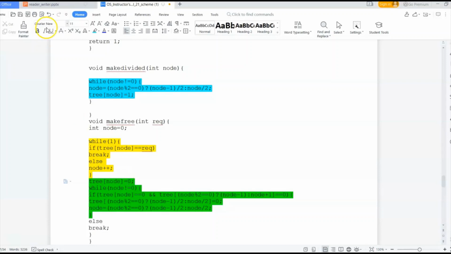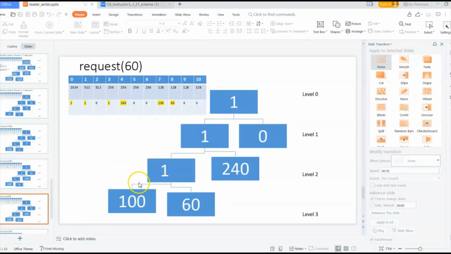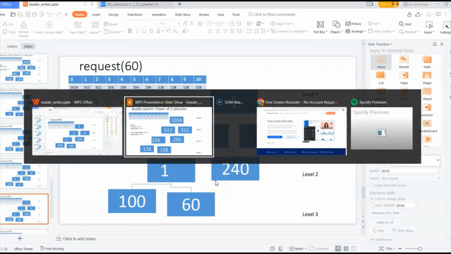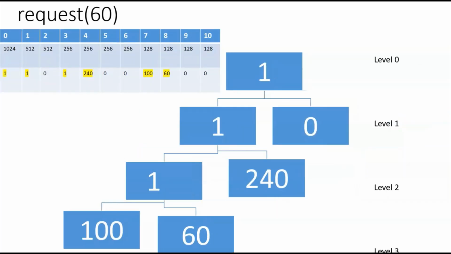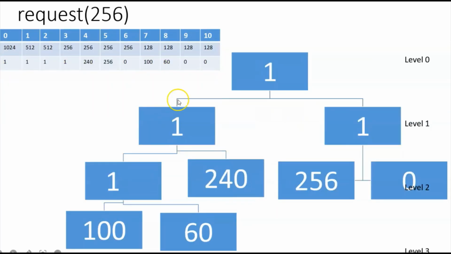What do you mean by buddy node? Say these two are buddy nodes, these two are buddy nodes, these two are buddy nodes. So in make free, what we do is, say I'm releasing 256 here. Say for example, this is the node which is allocated. I'm releasing 256. When I release 256, I check if its buddy node is free.